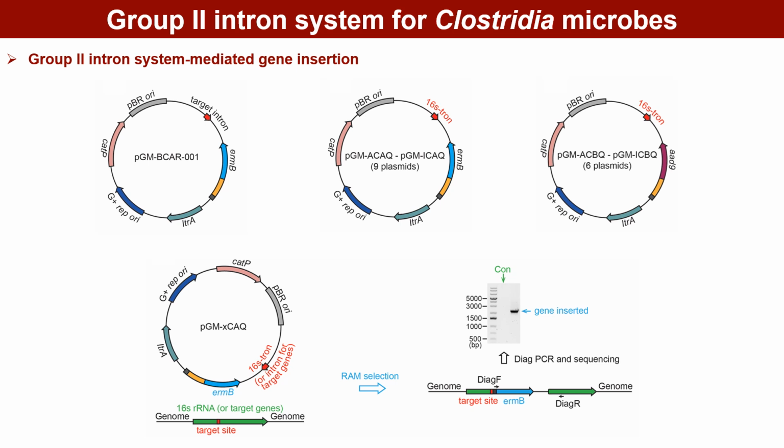Then the retrotransposition activated marker was changed with AAD9 to generate another set of plasmids, pGMXCBQ. These plasmids were transferred into the recipient Clostridia microbes and successful gene insertion was selected by RAM antibiotics, diagnostic PCR and sequencing.